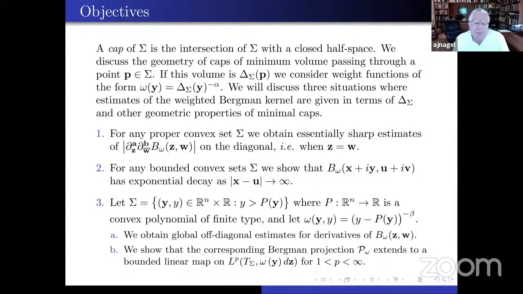And finally, I want to consider domains, I call them model domains, where a variable is sitting above the graph of some convex polynomial of finite type. And in this case, we'll get estimates everywhere, not only on the diagonal, not only as we go to infinity, but in general everywhere. And as a result, we can show that the Bergman kernel extends to a bounded map on L^p.